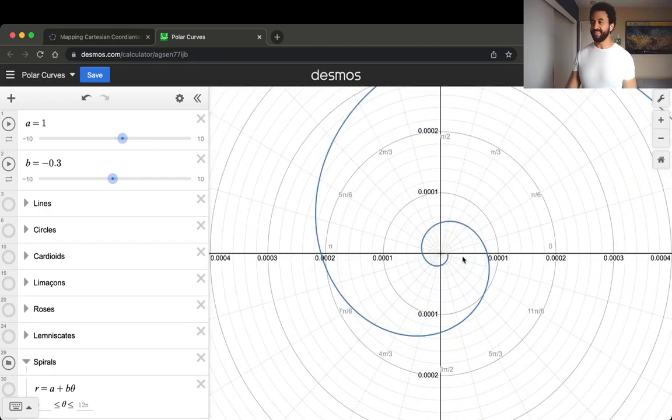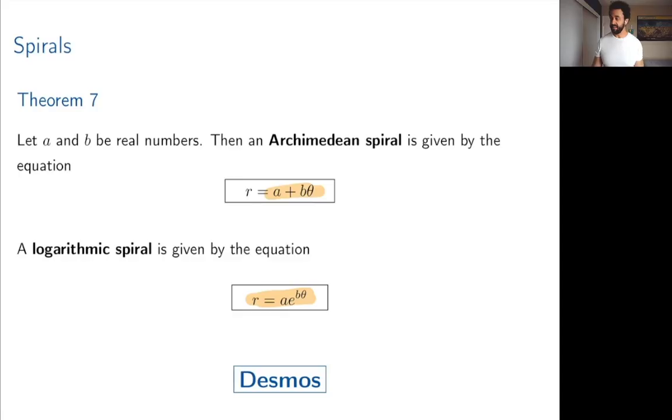There you go. Like I said, lots and lots of fun pictures. I encourage you to play around with these and explore on your own. And I think that's it.